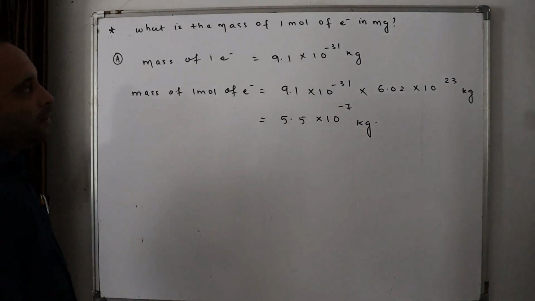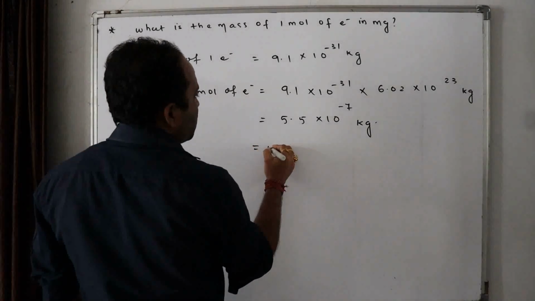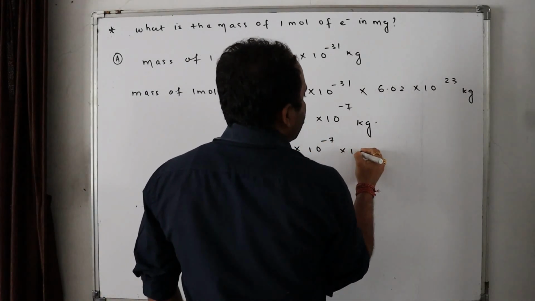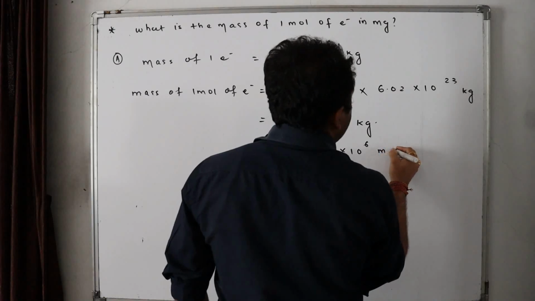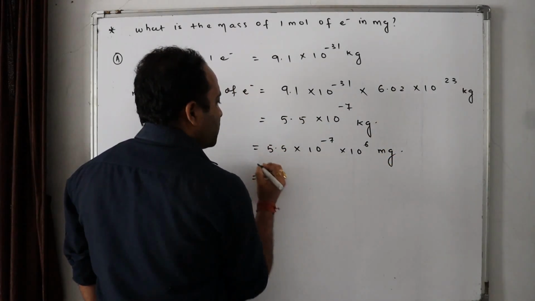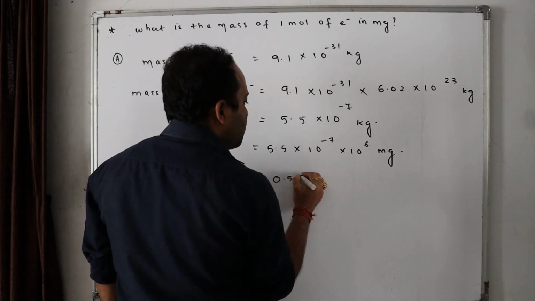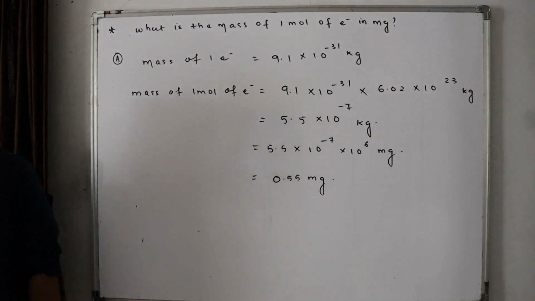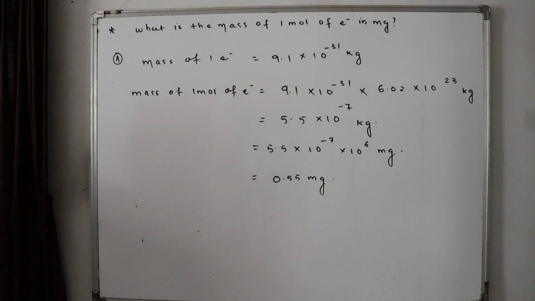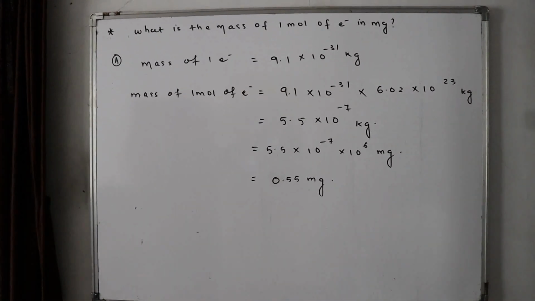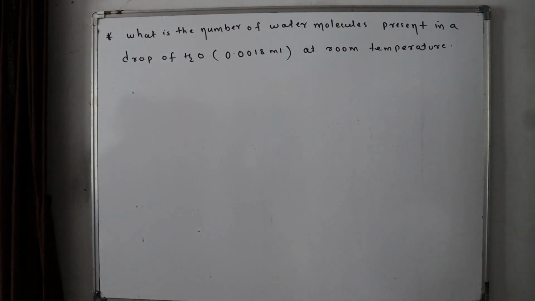Now, how to convert it into milligram? That is equals to 5.5 into 10 to the minus 7 into 10 to the power 6 milligrams. That is equals to 0.55 milligram. Check the calculations, okay? Sometimes I may go wrong in calculations. In quick methods, you can do it. Check the calculations. Next question.